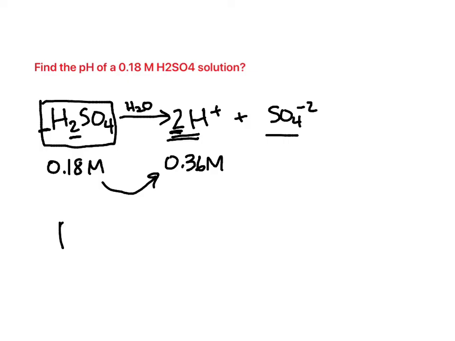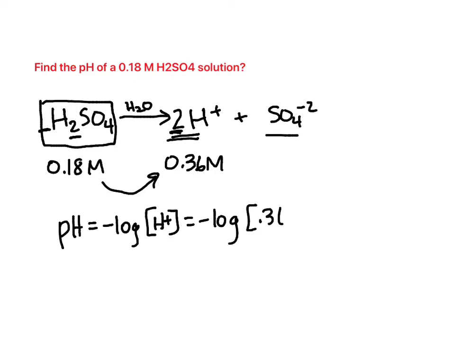Now the question's asking us to find the pH. So pH is going to be equal to the negative log of the hydrogen ion concentration. So we're going to take the negative log of 0.36. So on your calculator, you're going to type negative and then hit the log button and then type in 0.36. And when you do that, you're going to get 0.44. And that is the answer to our question.